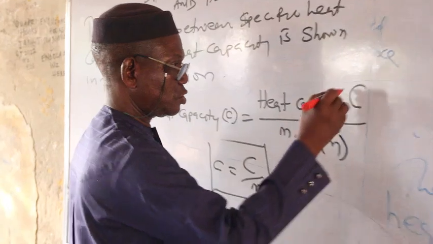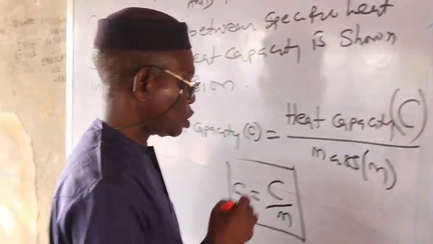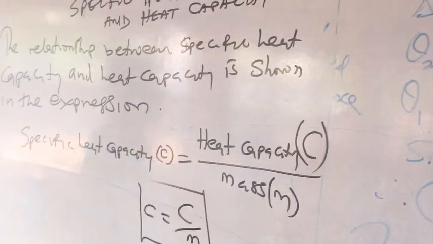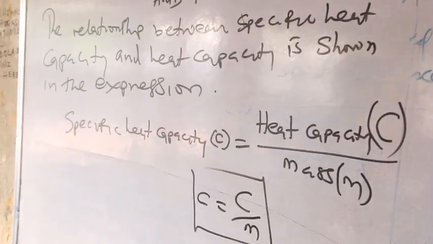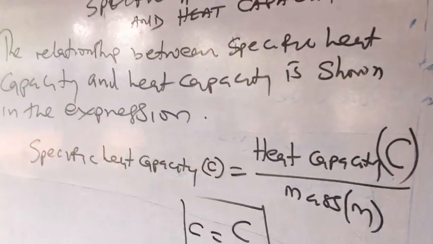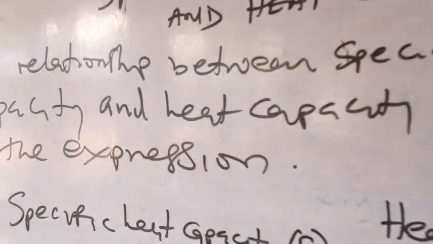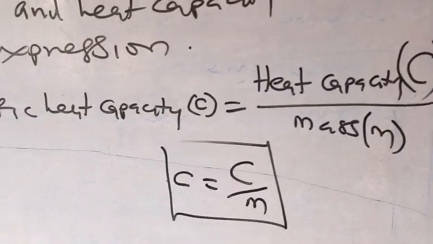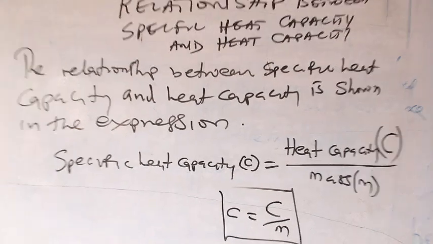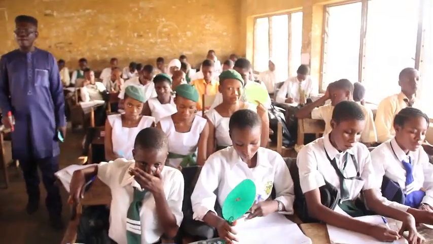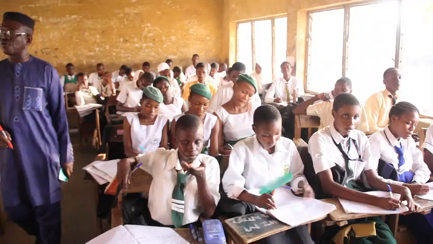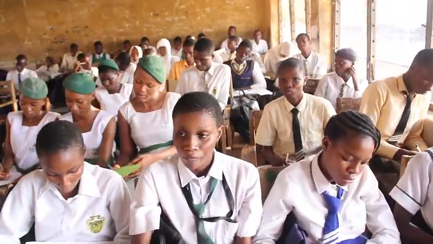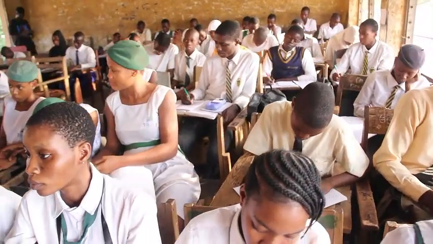This is mass, this is thermal capacity, and this is specific heat capacity. So it is heat capacity divided by the mass that will give you the relationship between the two of them. That means we can turn one to the other, provided the mass is given. The following must be noted. We are going into calculation gradually.